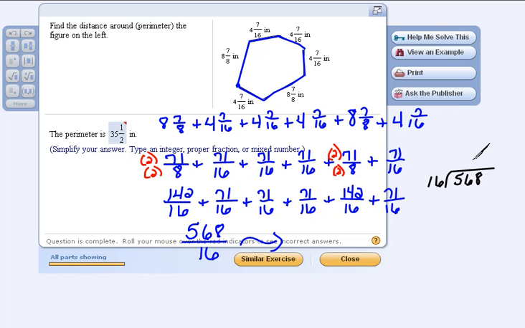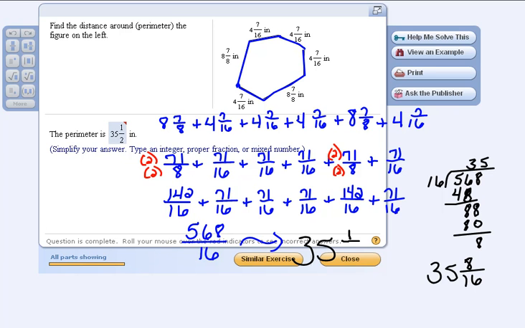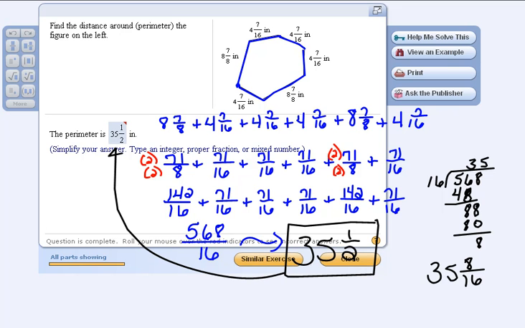Well, 16 times 3 is 48. When we subtract, that would be 8. Drop down your next term and keep going. 16 times 5 would be 80. So we would have 35 and 8/16, but 8/16 will reduce down. So that will be 35 and 1/2. There is our final answer, and we can see that that is exactly what they said the correct answer was supposed to be.